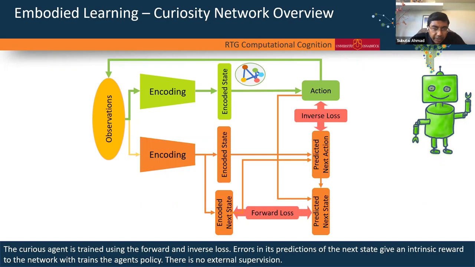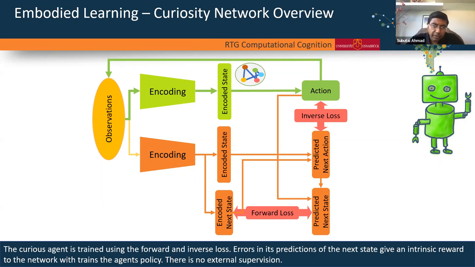Okay, but it doesn't get the current action as input, does it? It's that orange arrow that points down from the predicted next state. Yeah, and then the inverse loss is basically used because we use encodings to make these predictions and not the original observations. So we're working in encoding space, and adding the second task of predicting the action makes sure that the encoding is meaningful and actually contains action information.